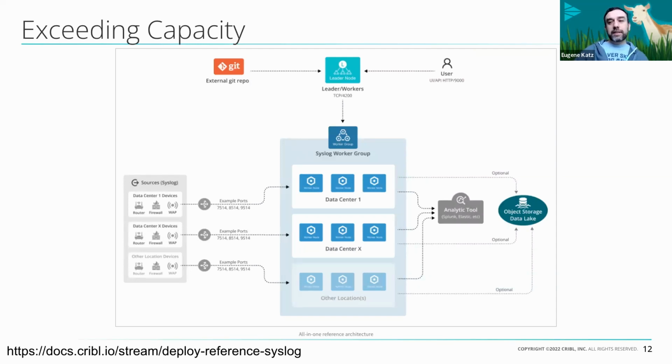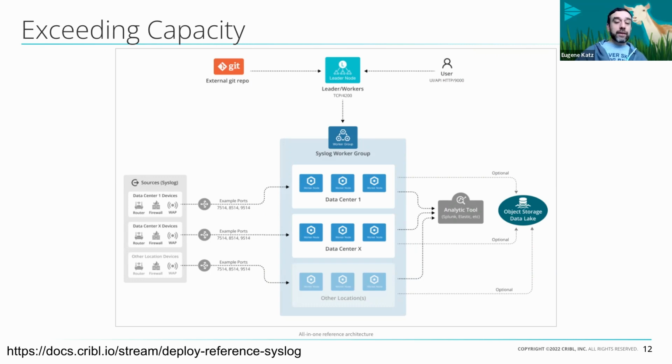Some of the things that this allows you to do is, first of all, if we're talking about exceeding capacity, if one type of logs exceeds capacity all of a sudden, it doesn't affect the other ones. So if your Palo Alto all of a sudden spikes, but Cisco ASA doesn't, those are not going to be affected because they're in a separate worker group, separate hardware, and so on. So you can continue writing those.